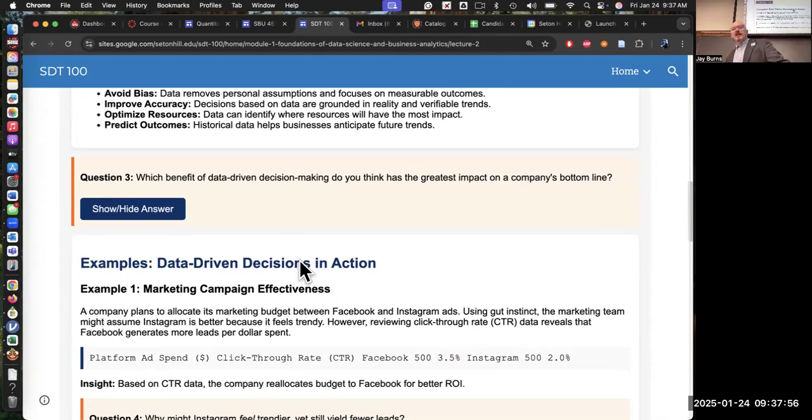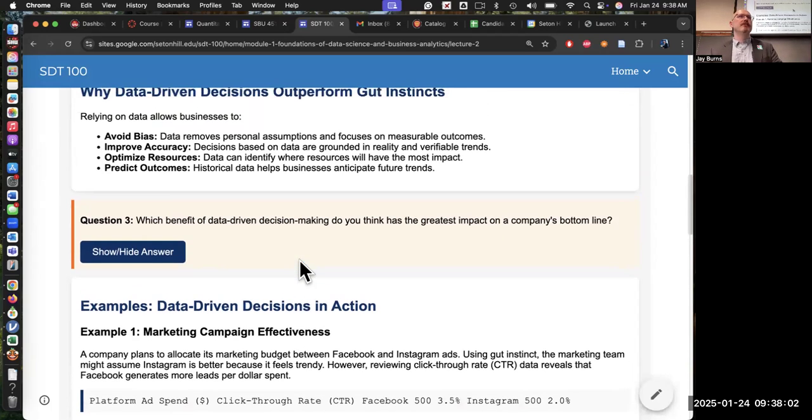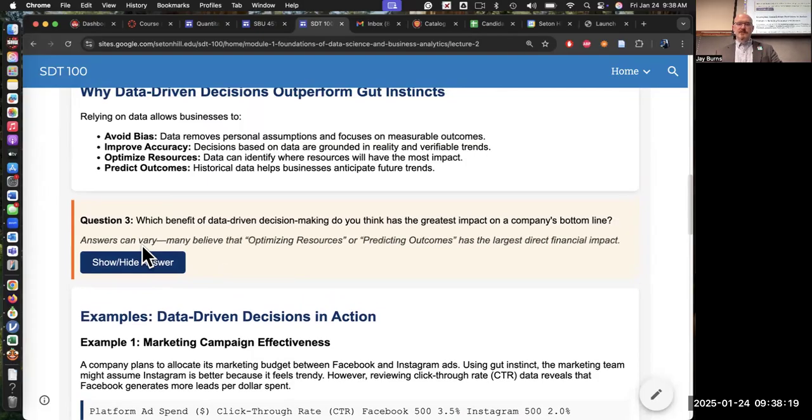So which benefit of data-driven decision-making do you think has the greatest impact on a company's bottom line? Discuss. Maybe optimize resources, where you can identify where the research benefits you most.